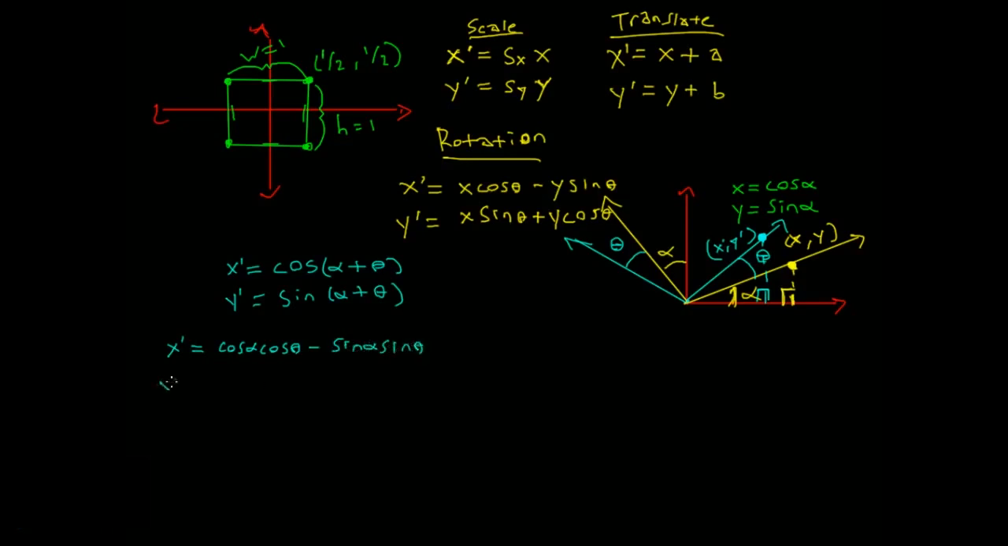Okay, in a similar way we can write the y prime. So y prime, we are taking the sine value of the sum of two angles, so we can write it as, again look it up if you don't know, cos alpha sin theta plus sin alpha cos theta. Simple as that. Now we have two values for the x prime and y prime.